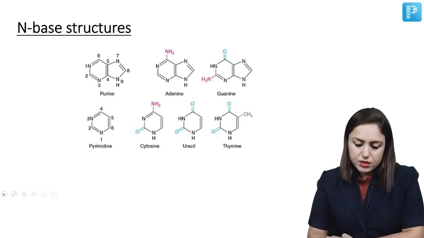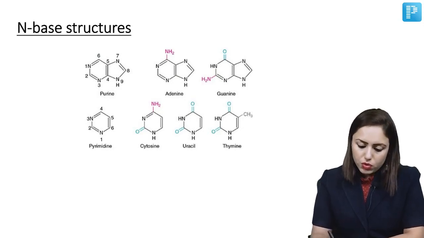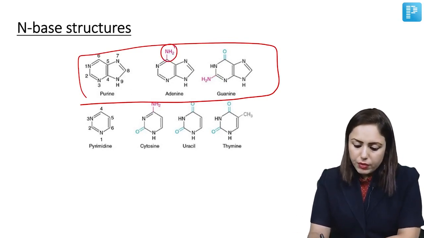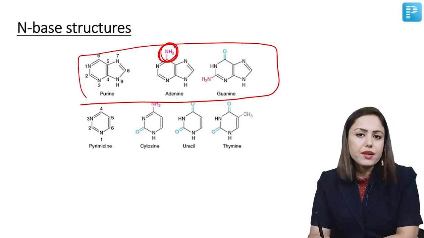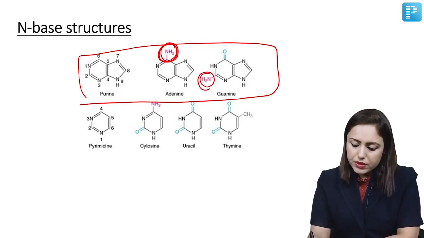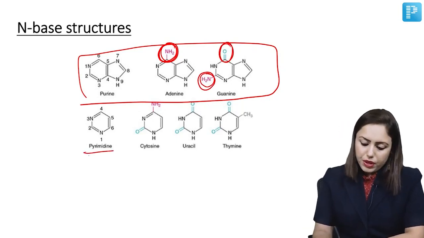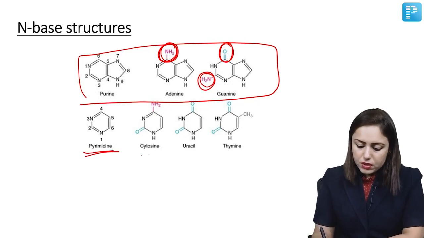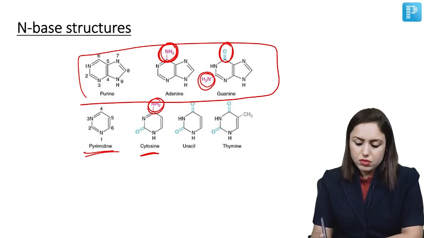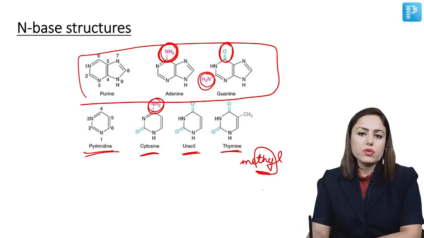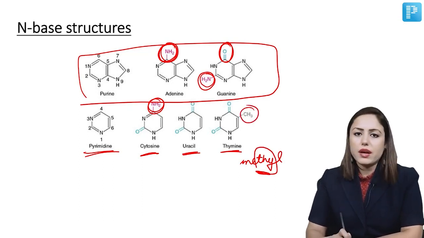Then nitrogenous base, purine and pyrimidine structures. So first let's do purine. 2 rings means purine. Okay, when there are 2 rings and an amino group present here at the top, then it is adenine. When there are 2 rings and an amino group present here on the side and 1 oxygen present here, that is guanine. Okay, pyrimidine, 1 ring. Cytosine means 1 amino group present, right? Uracil, when no amino, no methyl present. Thymine, the 'thy' is matching with methyl. Okay, so the methyl group present here, that is thymine.